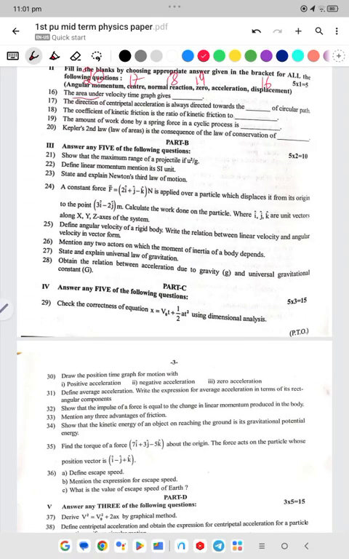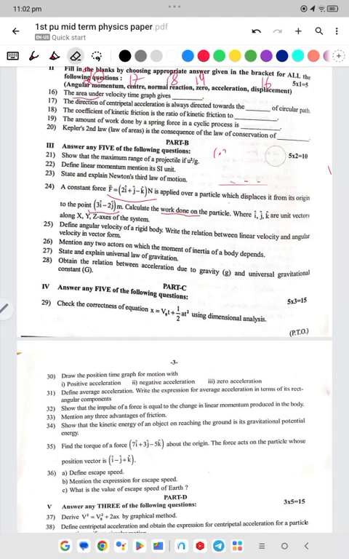Next one is a constant force F equal to 2i cap plus j cap minus k cap applied over a particle which displaces it from the origin to the point 3i cap minus 2j cap. Calculate the work done on the particle, where i, j, k are unit vectors along the x, y, z axes of the system. We need to calculate the work done. They have given F, and they have also given the displacement delta s. We know that W is equal to F dot delta s. We know the value of F, that is 2i plus j minus k dotted with 3i cap minus 2j cap. It becomes 6 minus 2, that is 3 twos are 6 and 1 times 2 is 2, and it will become 4. So 4 joule is the answer.